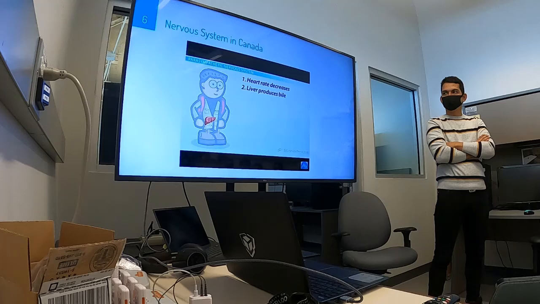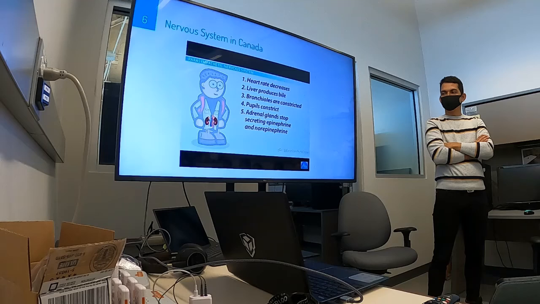Number three, the bronchioles in the lung are constricted to allow less air into the lungs. Now that heart rate is decreased and oxygen consumption in the muscles will be lower, the body doesn't need as much oxygen. Number four, the pupils of the eyes constrict back to a more normal size. Number five, the adrenal glands stop secreting epinephrine and norepinephrine. Now that the danger is past, it's time for the body to relax and recover, and these two hormones are counterproductive to resting and relaxation.